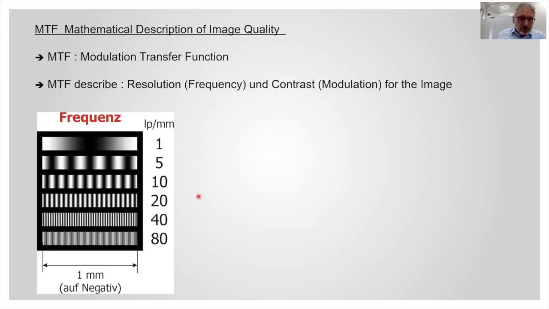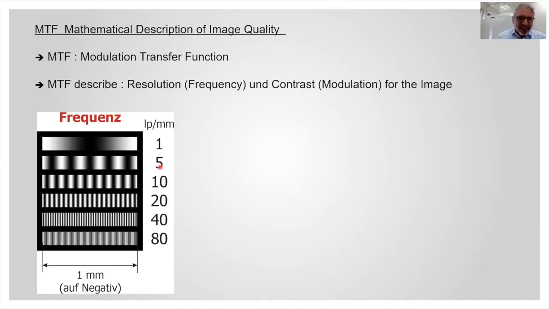If this is 1 millimeter width of a negative or a sensor, it doesn't matter, and this is a frequency of one line pair per millimeter, so one black line and one white line. And here 5 line pairs per millimeter, 10 line pairs, and so forth. We don't talk about sharp edges, we talk about a sine or cosine function. So in the middle here is black, and then it goes down to white in a very smooth transition. It's not a sharp edge, let's say in this way.